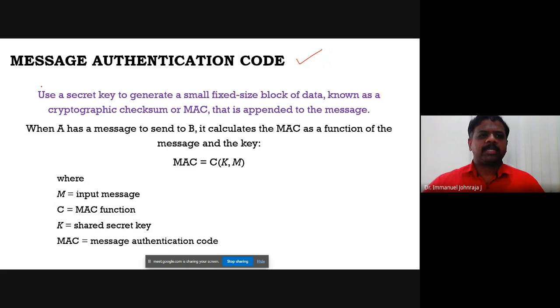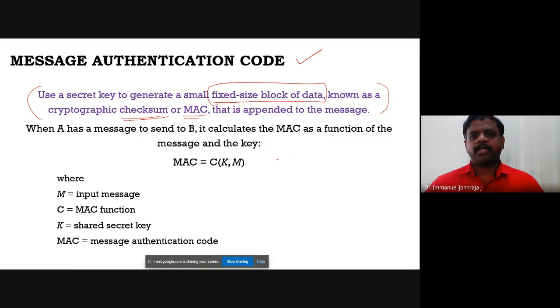Probably the lines written in purple give us an overview of what a message authentication code is. It uses a secret key to generate a small fixed-size block of data, known as a checksum or message authentication code. It is not medium access control. That is appended to the message. Okay, so you know what the checksum is? Yes, we have already done the calculation of checksum.